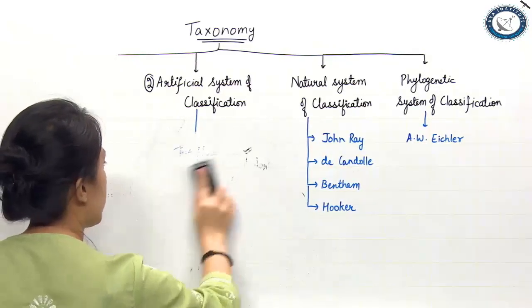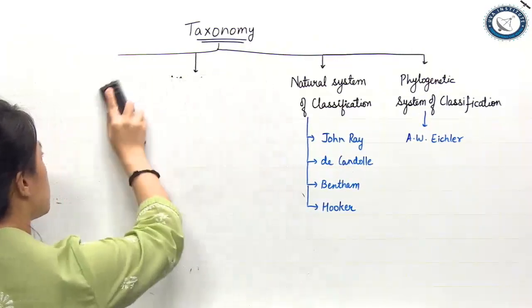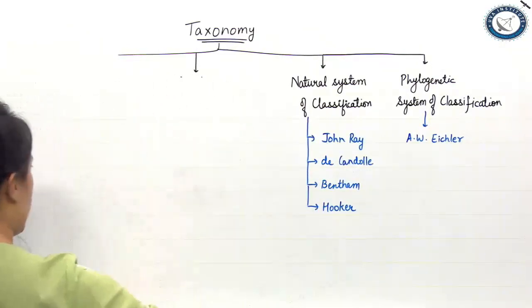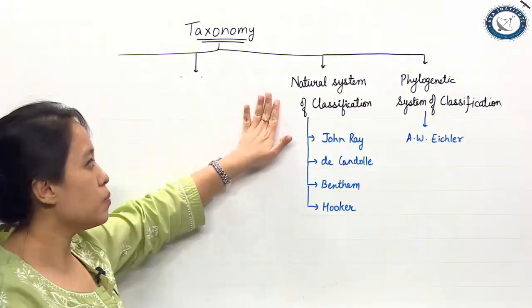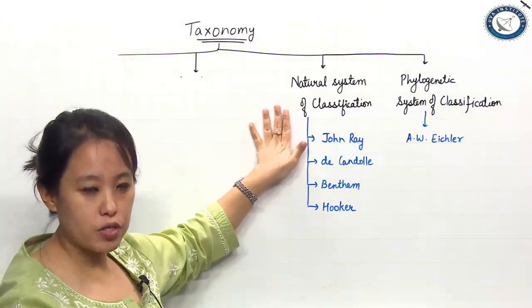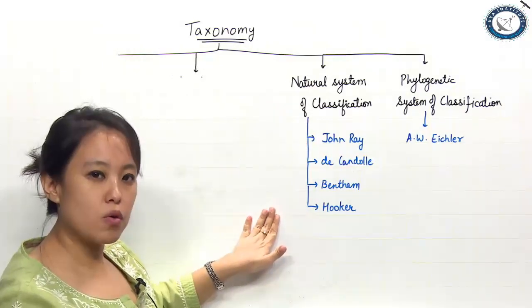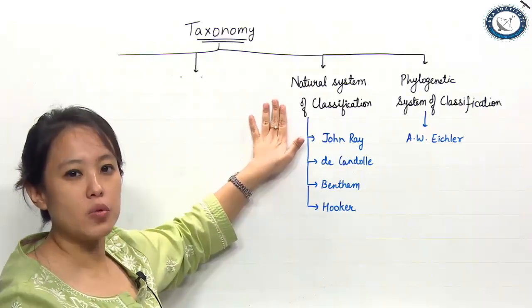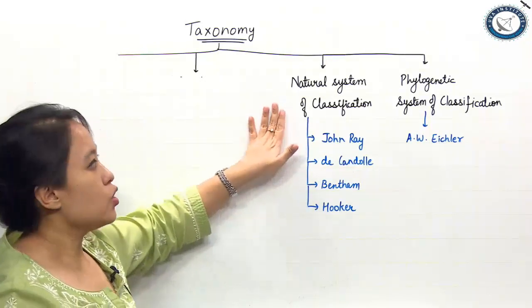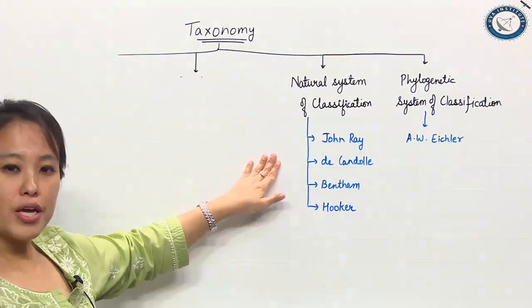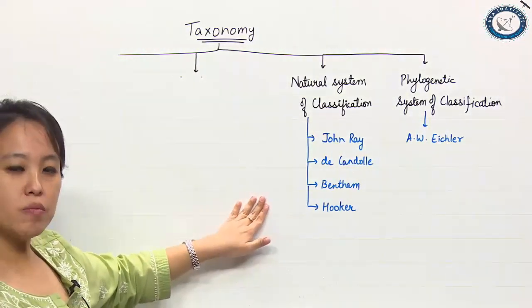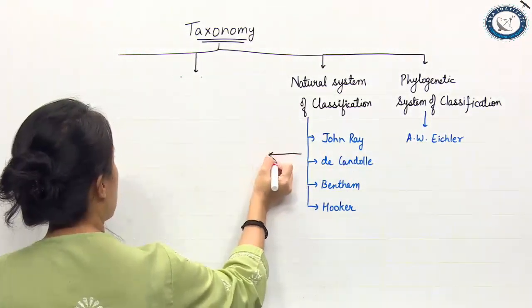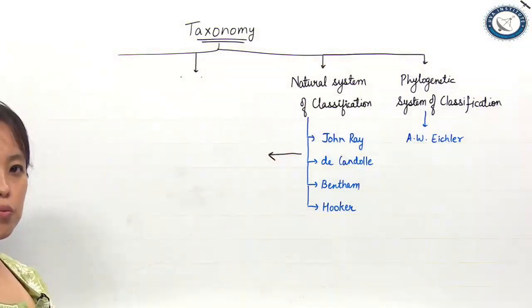As you can see, as we are going ahead, moving forward, systems of classification are getting more diversified. Okay, so let's look into this. Now we will be talking about natural system of classification. These four scientists gave their contribution in order to understand more precisely how taxonomy deals with identification of an animal. So these four scientists were John Ray, De Candolle, Bentham and Hooker. Okay. Now let me tell you the contribution that they gave.